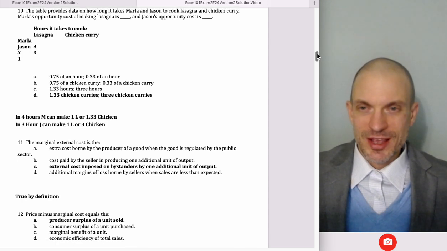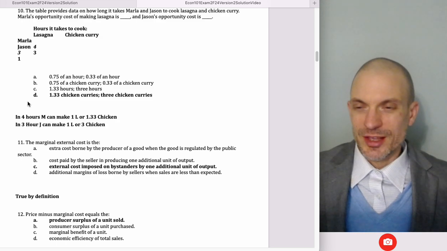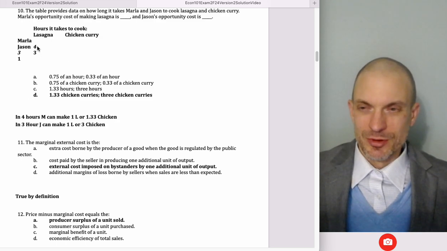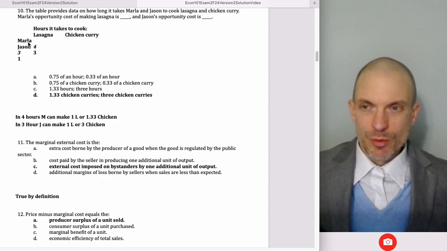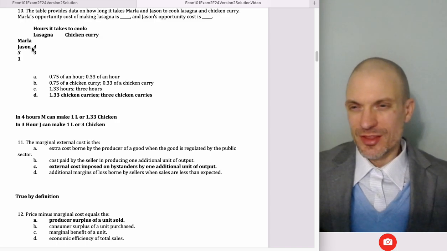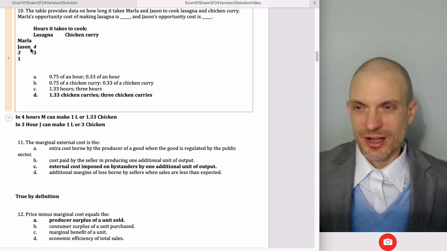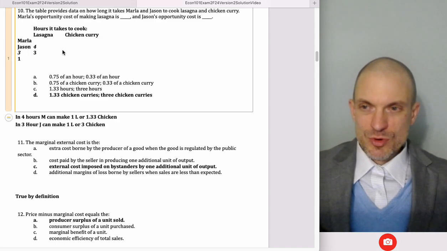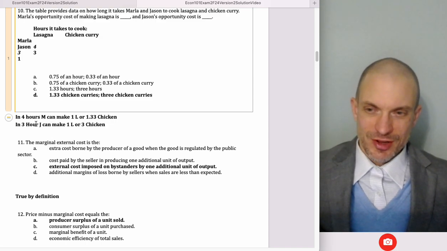All right, number 10. The table provides data on how long it takes Marla and Jason to cook lasagna and chicken curry. M's opportunity cost of making lasagna is blank, and J's opportunity cost is blank. All right, so the way to calculate this, look at the table and see what we have. We're given hours to cook lasagna and chicken curry. I kind of regret how this moved a little bit, so sorry about that. What I've written down here is correct.